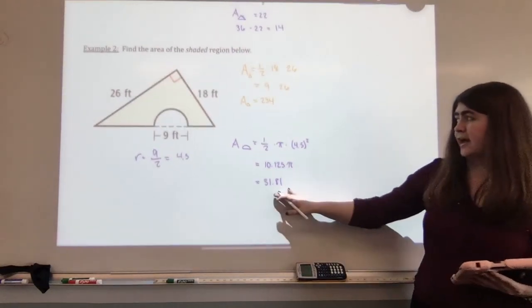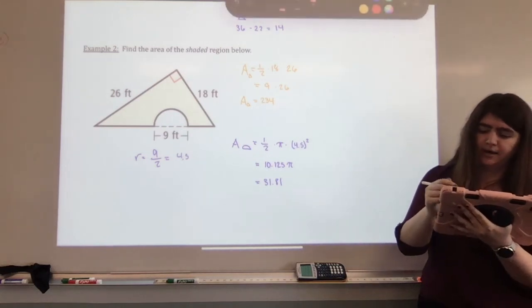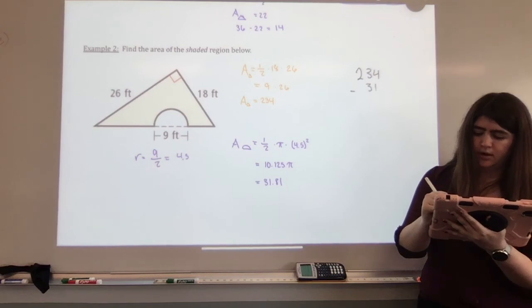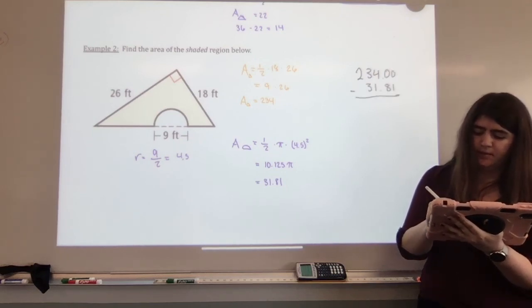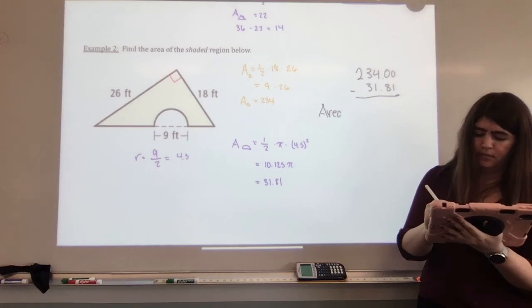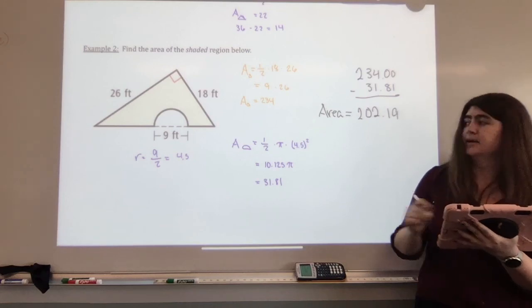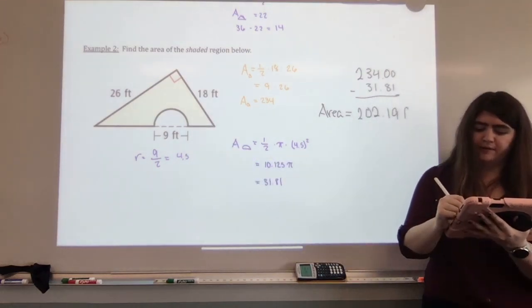Now I'm going to take that and subtract it from 234. So I have 234 minus 31.81, and that gives me my total area, which equals 202.19, and this is also given as feet, so this is square feet as well.